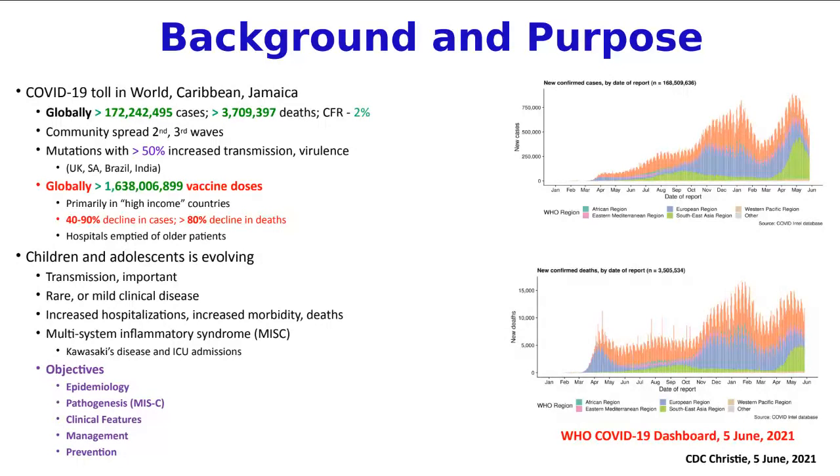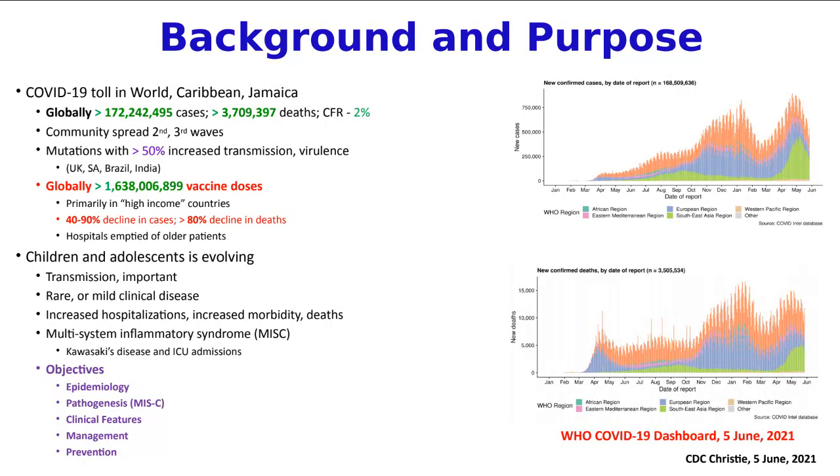There are mutations of the virus with various variants being found in various parts of the world. These variants have over 50% increased transmission, and they're very virulent. Some of these are being described in the UK, in South Africa, in Brazil, and India. And right now, we're hearing about the Delta wave. Every time you turn on the news, that's what you're hearing about. And we are even worried about it being here in Jamaica.